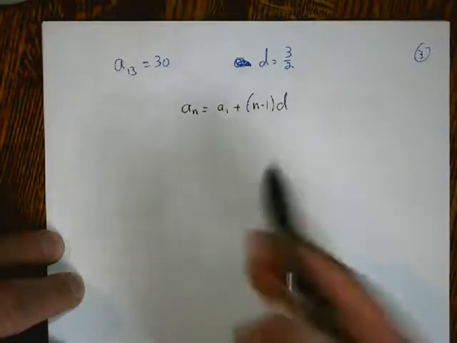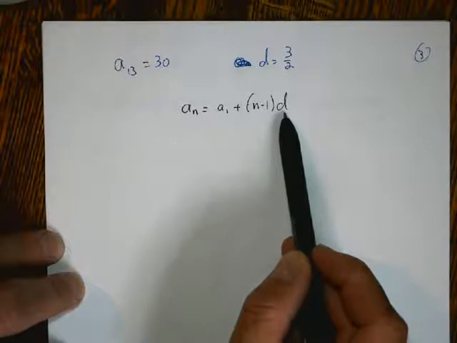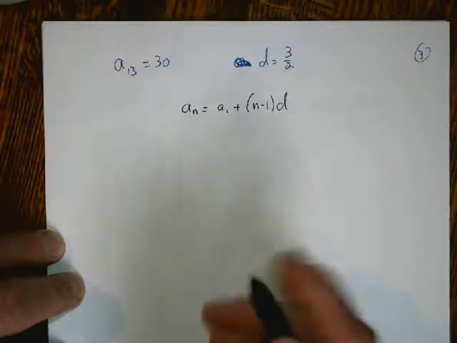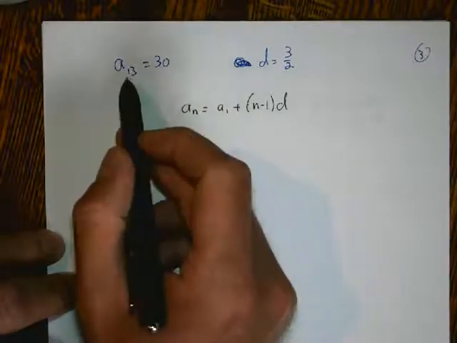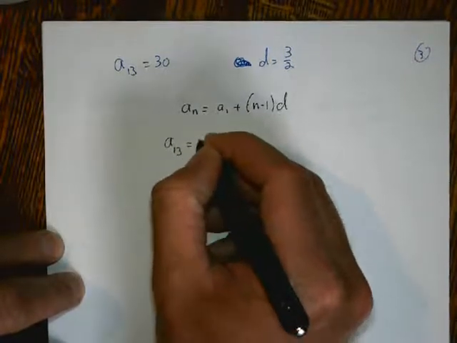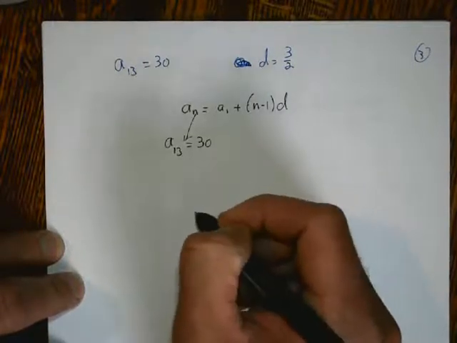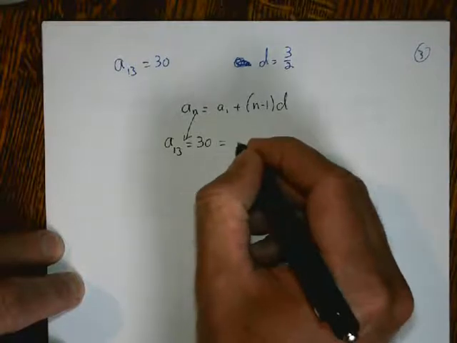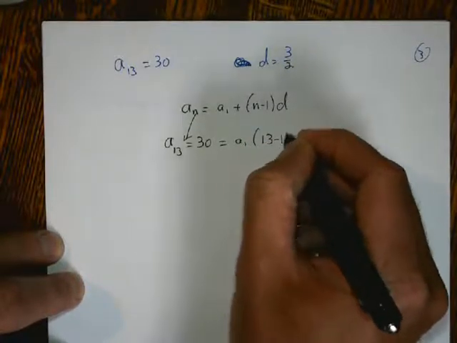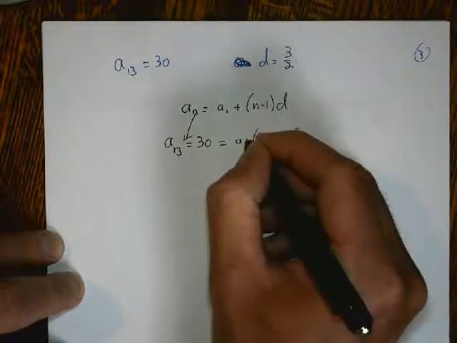If you think about it, you have 1, 2, 3, 4 variables, and we can move things around to solve for one of them if we need to. We know that the 13th term is 30, which means the n value is 13. So I know that 30 has to equal first term plus 13 minus 1 times my common difference of 3 halves.